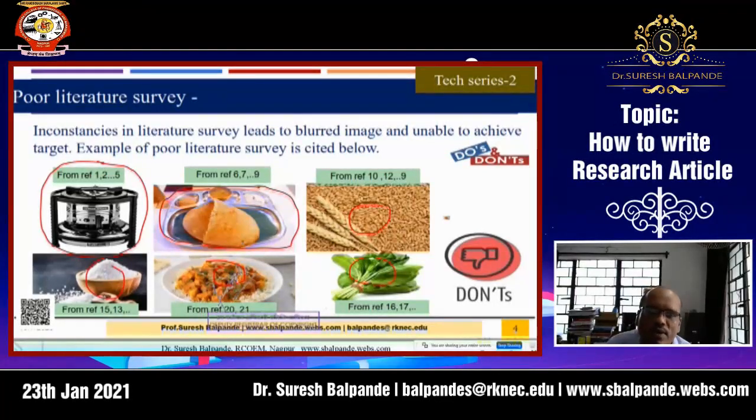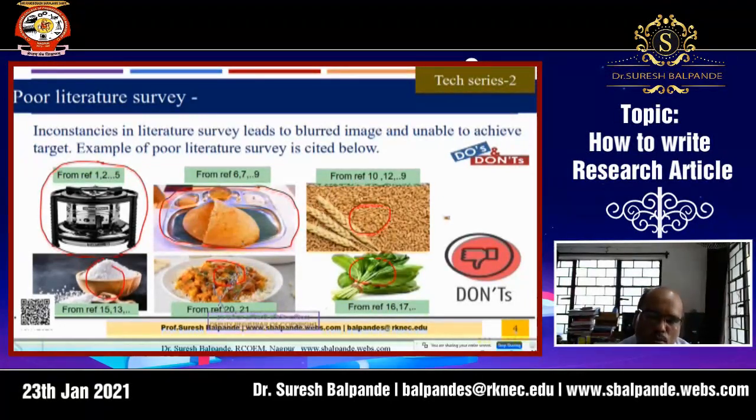So this kind of literature survey is done. Because of this, what will happen? You will have a blurred image of your problem statement, because it is unable to find out what you are talking about. The domain is correct. The domain is properly selected, because all are related to the atoms, which are related to food atoms, you can call. But out of these, what exactly you want to achieve, that is not clear.